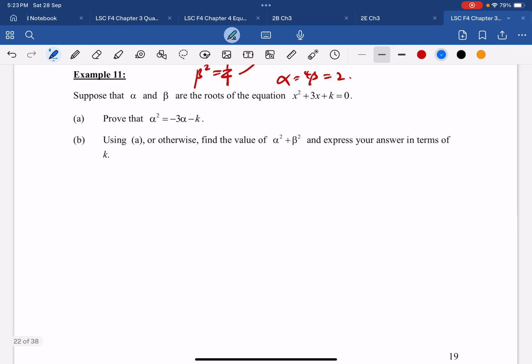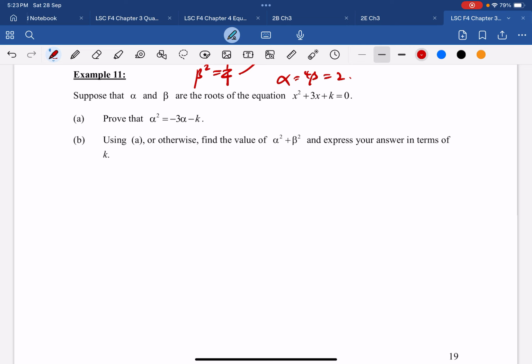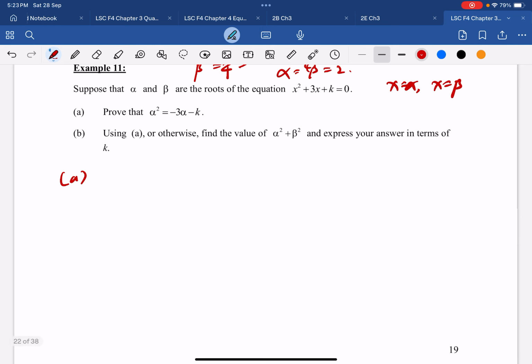Okay, let's do example 11. So last few questions for this chapter. Alpha and beta are the roots for x squared plus 3x plus k equals 0, which means x equals alpha and x equals beta. So prove that alpha squared equals negative 3 alpha minus k. This one is easy, right? You just substitute x with alpha, because alpha is a root. So alpha squared plus 3 alpha plus k equals 0. You rearrange the terms and you will get the answer.